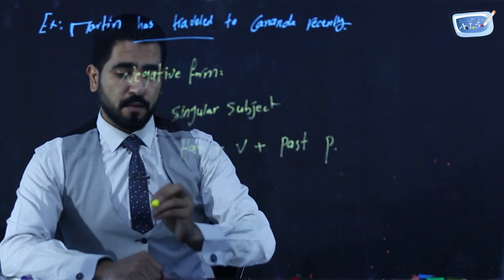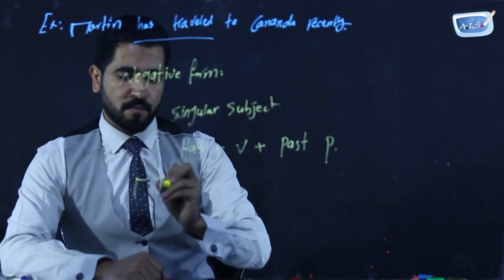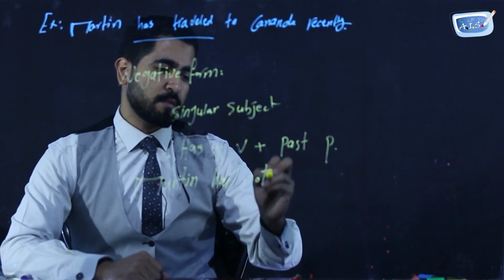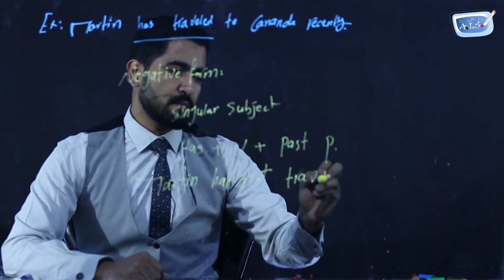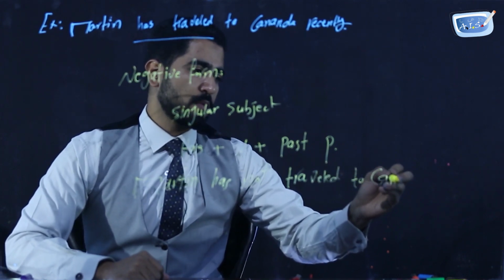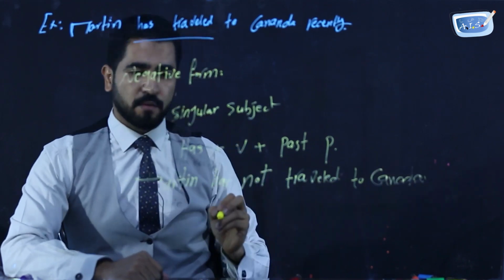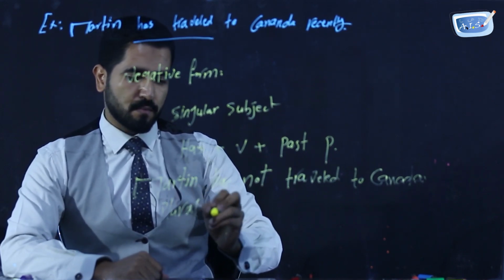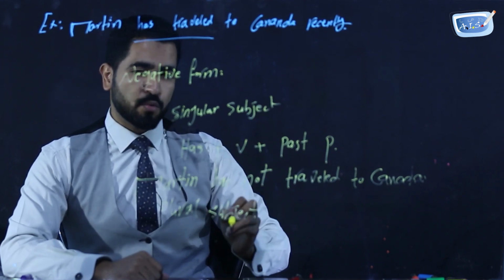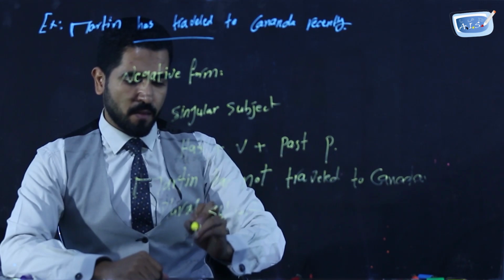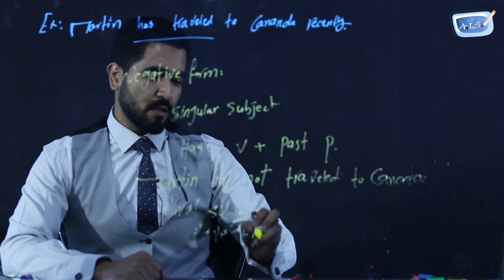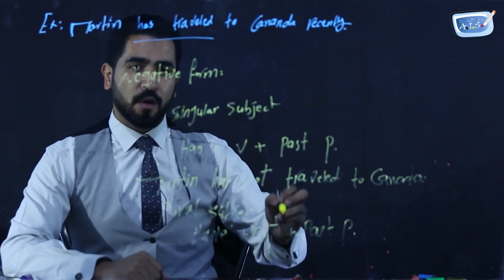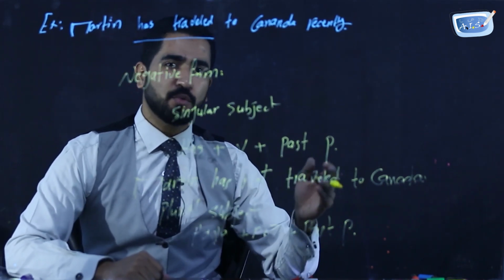Okay, the singular subject, has, plus not, plus past participle. So, Martin has not traveled to Canada. Moving to the plural subject, we use have plus not plus past participle. So Martin and I have not traveled to Canada.